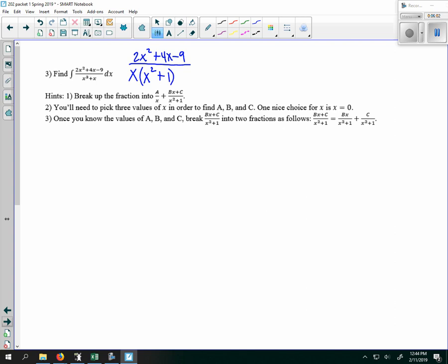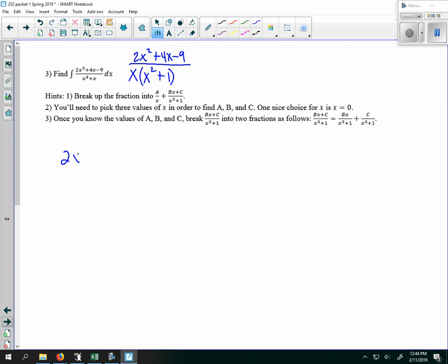So I have a unique linear factor, x. That's why I have an A over x in the decomposition. And then I have an irreducible quadratic, x squared plus 1. So that's why I have a linear term over the x squared plus 1. Okay, so I'm going to set this up.